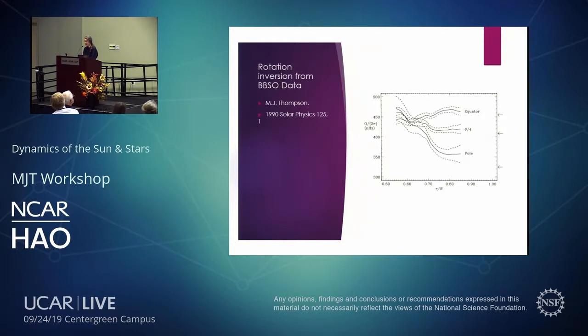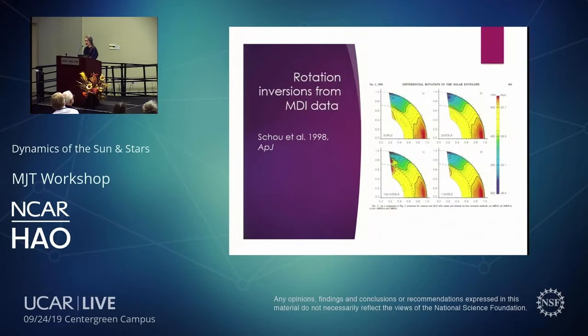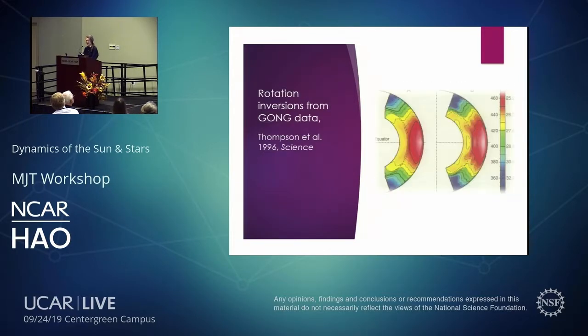And we get to the GONG data. Again, we've seen these. Oh, sorry, I've skipped. When we had GONG, we could see things rather better. And so you can see the near surface shear and the differential rotation in the convection zone. And that's from the GONG paper that Michael led, which Bill has already spoken of.